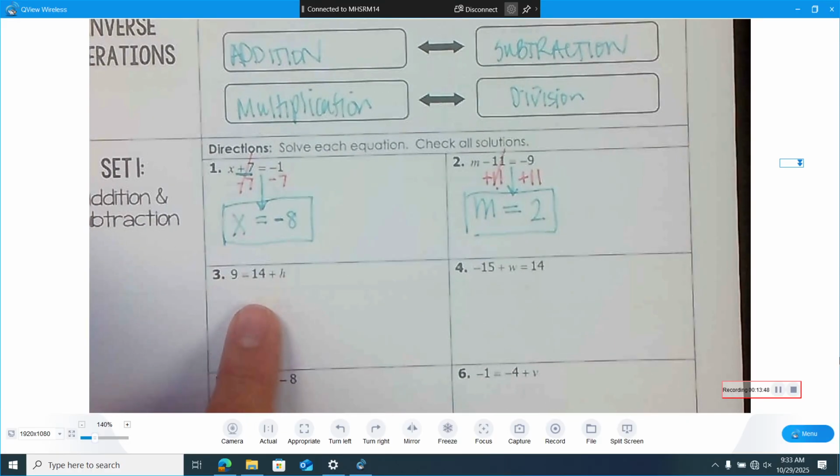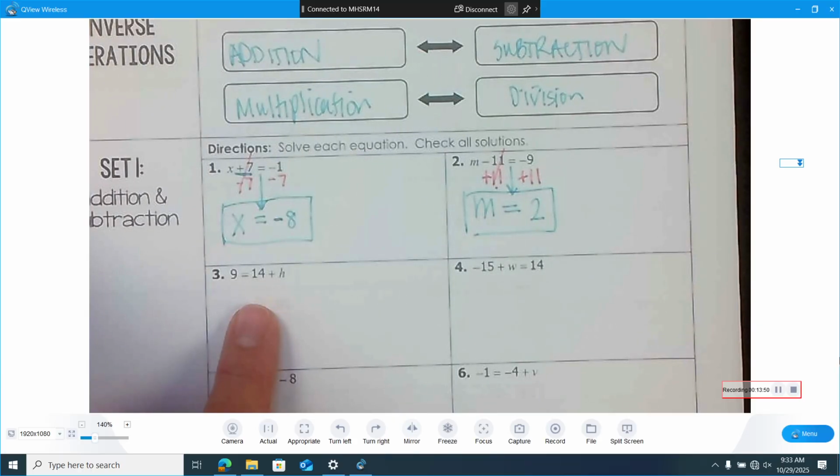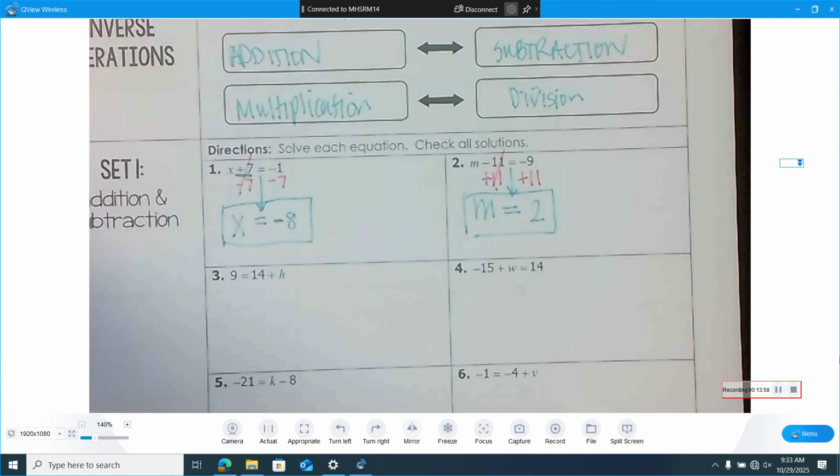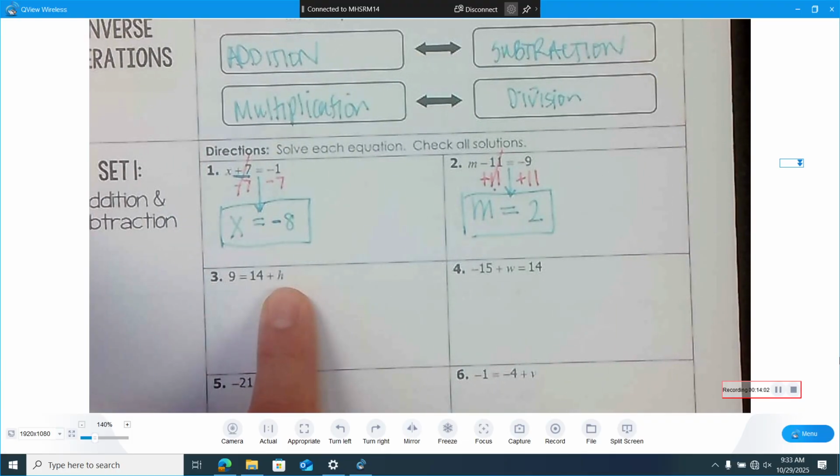Number 3. What's different about number 3? Yeah, it's got, I would say, the variable, the letter, on the right-hand side, but that's okay. It's okay. We just want to get that h all by itself. What do I need to get rid of?